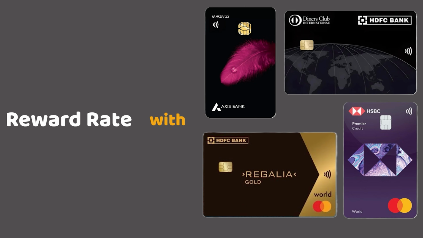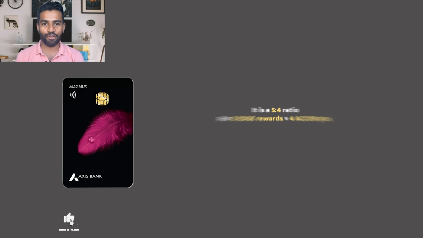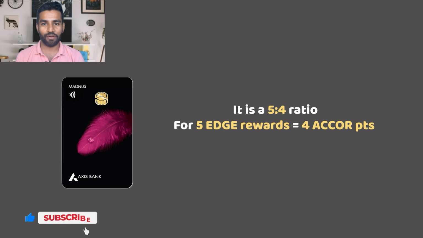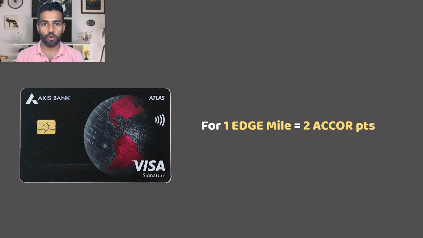Let's understand how reward rate works with different credit cards. Here, the value of each one Accor point is equal to 1.8 to 1.9 rupees. Given the exchange rate fluctuates, it can be either 1.8 to 1.9. Now, here things become really interesting with different credit cards. For example, Axis Magnus has a ratio of 5 to 4, which basically means for 5 Edge Rewards, you will get 4 Accor points. Similarly, for Axis Atlas, 1 Edge Mile is equal to 2 Accor points.